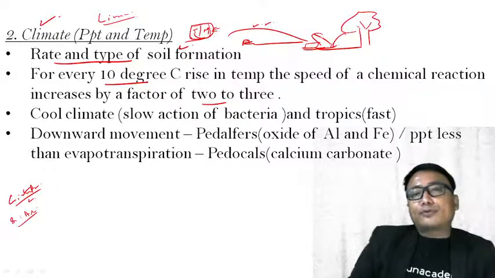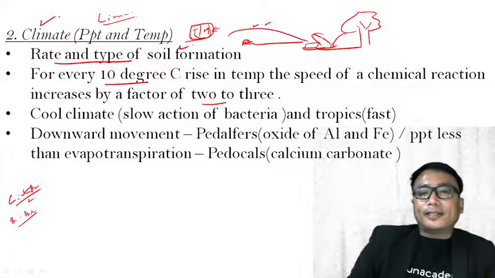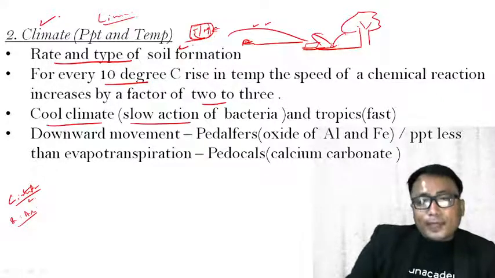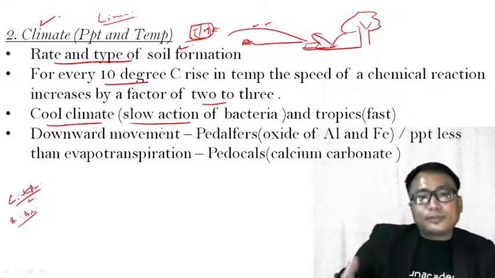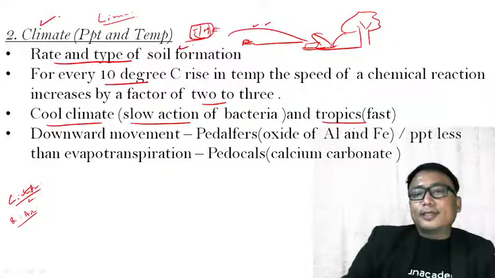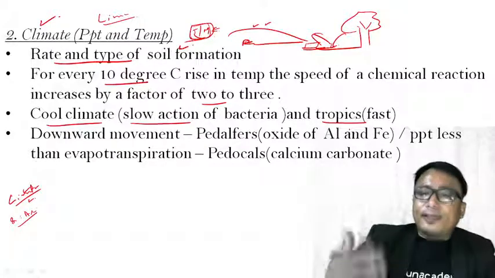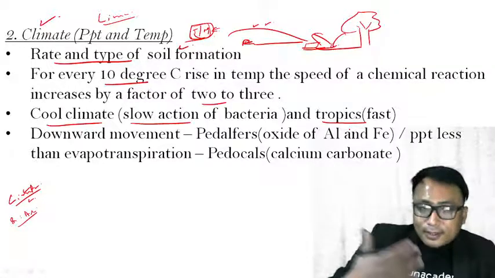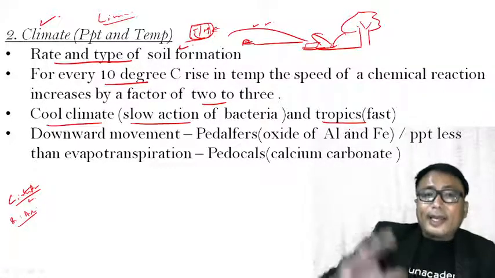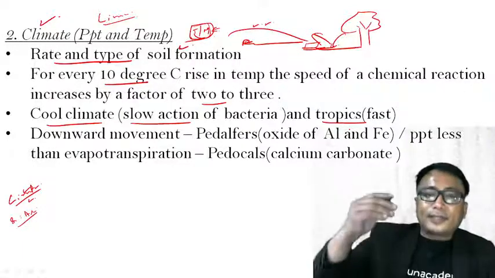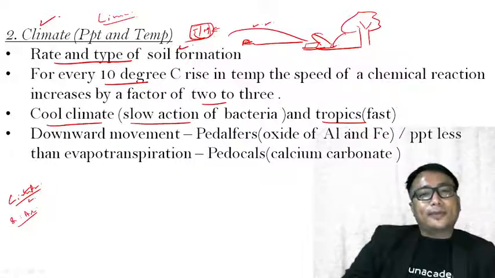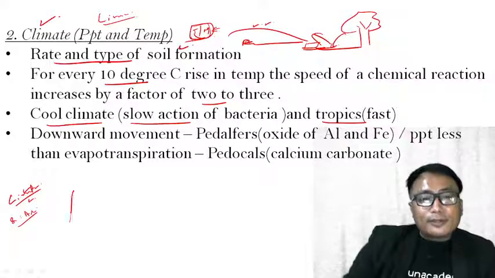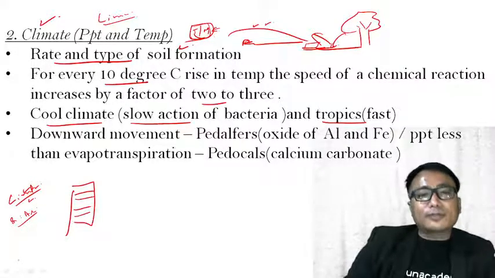Therefore, the rate and type of soil formation depends on the climatic condition. Example, in the cool climate, there is slow action of bacteria. Therefore, the soil forming process will be slower. But in the tropics, that is the equatorial or tropical region, temperature is higher, so there is faster chemical reaction resulting in faster rate of soil formation. Therefore, in a cool climate or in the higher latitudes, the soil horizon will be thinner. But in the tropics, the soil horizon will be thicker. And what is soil horizon? Soil horizon is nothing but the different layers of the soil.